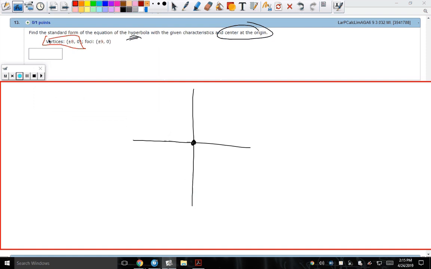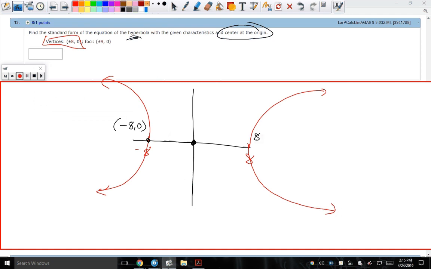So the vertices of these two branches are going to be at plus and minus 8. So negative 8 and a positive 8. That's where these are looking out. So let's go ahead and write that in. Negative 8, 0, positive 8, 0. Those are the vertices. So we already know a is what?